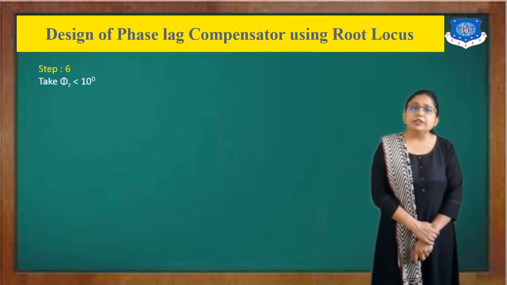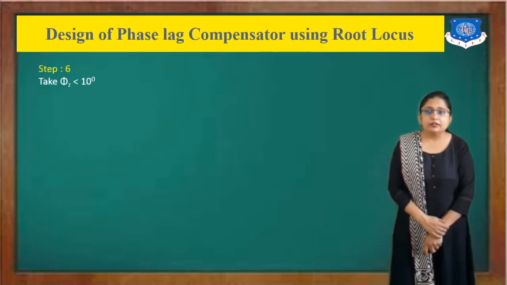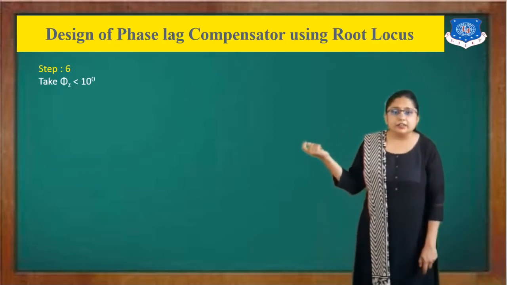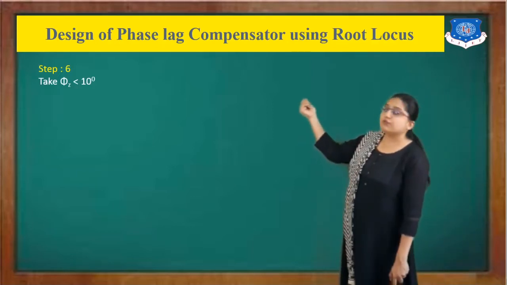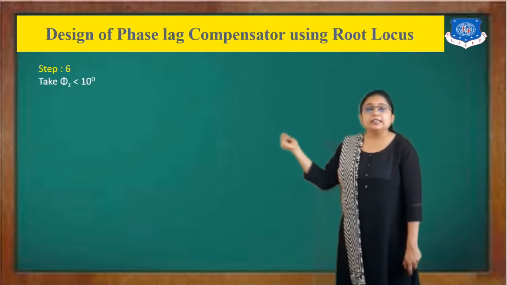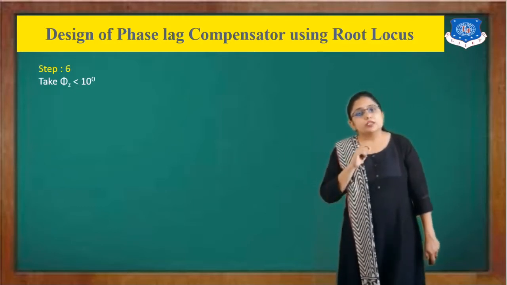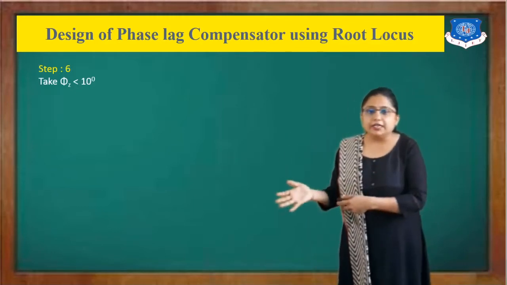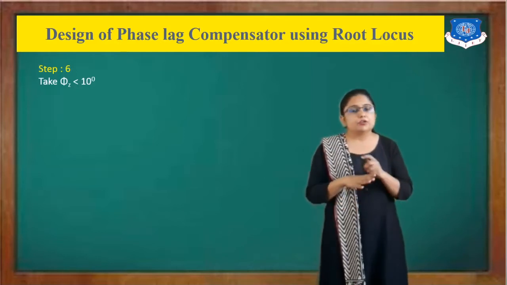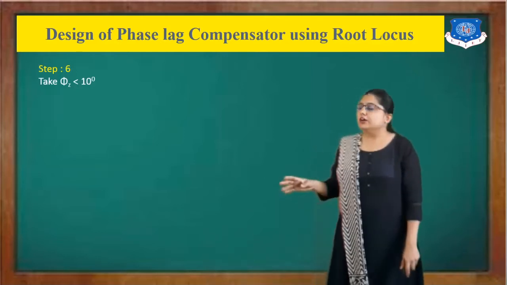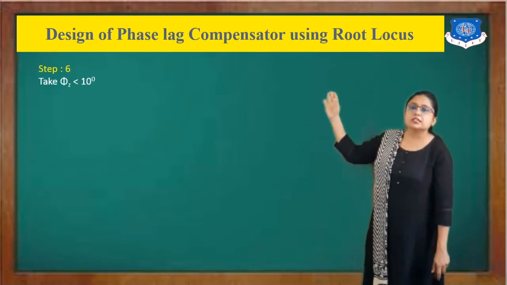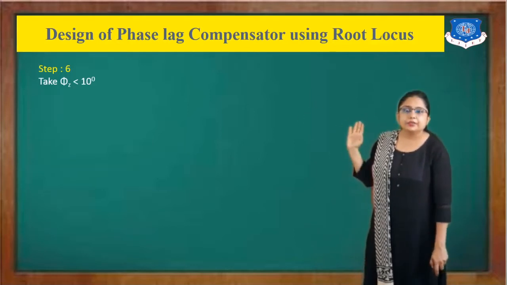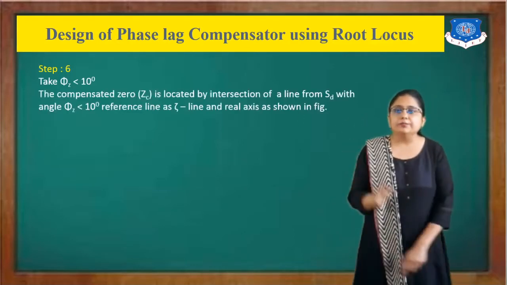Here we have to draw the zero, right? And for that we require the angle. So here we take phi z that is less than 10 degrees. It is okay if somebody takes 5 degrees, 6 degrees, 7 degrees, but you cannot take 11. Here your phi z should be less than 10 degrees. Now how can we draw this angle?